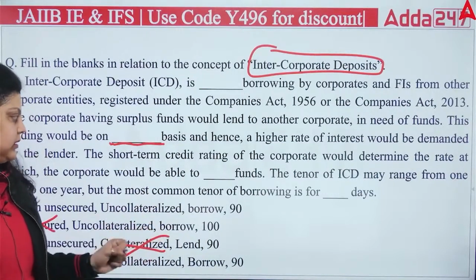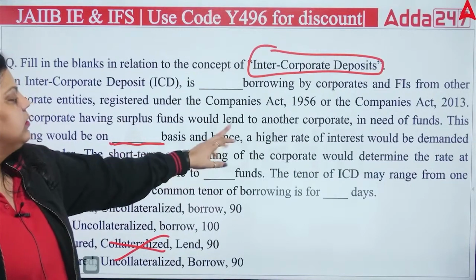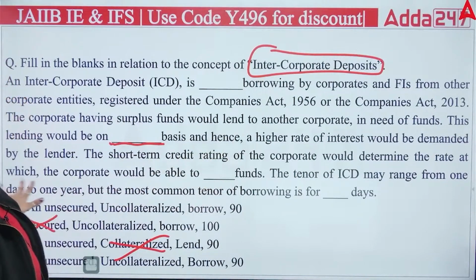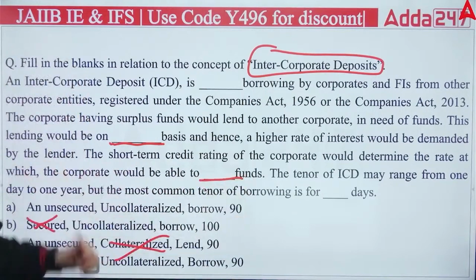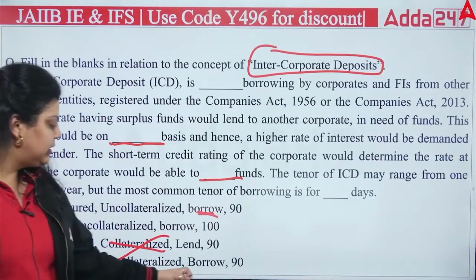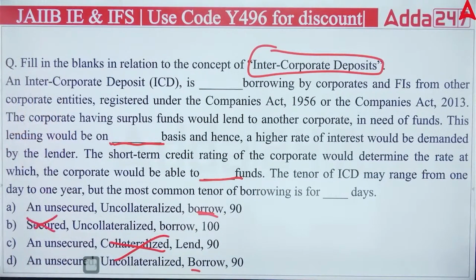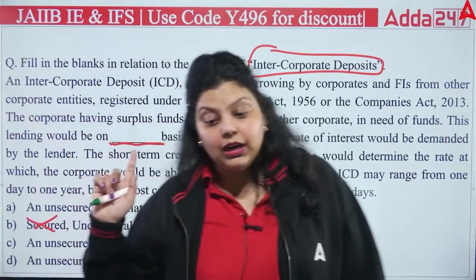Now the next thing they are asking is that the short-term credit rating of the corporate would determine the rate at which the corporate would be able to dash funds. To borrow funds or to lend funds? Obviously to borrow funds. So you can see here it is saying borrow funds. In the last statement also it is saying borrow funds. Now the next statement is saying the tenure of ICD may range from 1 day to 1 year, but the most common tenure of borrowing is for what? For 90 days. That we discussed in the earlier question also.